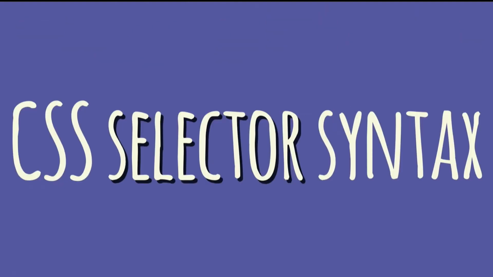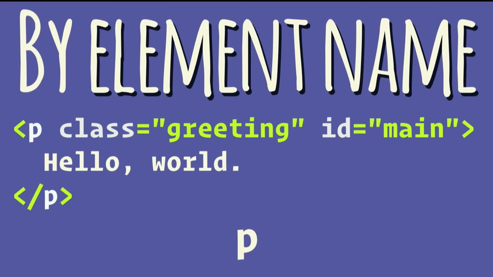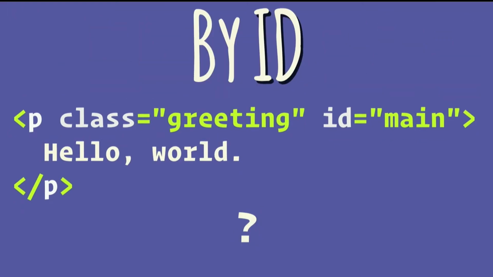Using CSS selector syntax, we used it primarily for grabbing them in JavaScript, but the same is used to target elements in CSS. We learned how to target by element name. So what selector would I use? What would I put inside the string that's passed to query selector if I wanted to select this element by its element name? Just P, right? Piece of cake. What if we wanted to do it by ID? Yeah, hash or pound main.